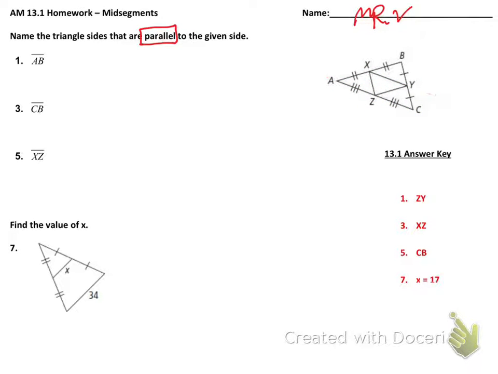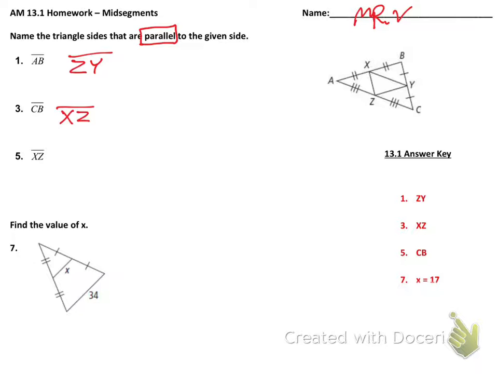So putting this into practice, we have AB right here. And we know that X is the midpoint. What's connected to X are these two segments, and then that makes this line right here, which is ZY, parallel. Next one, CB. So we have this side right here, CB. What's connected to the midpoint, which is Y, is this line and this line. So that's also connected to XZ. So that line right there, XZ.